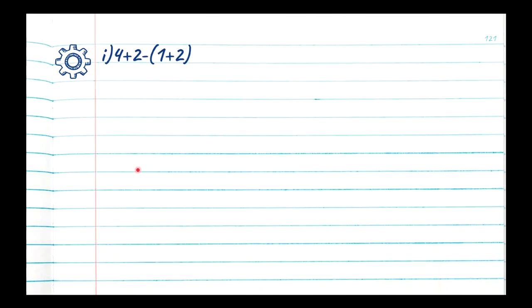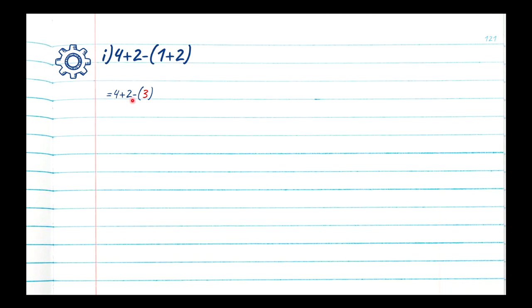We start off looking for brackets, so there's a 4 plus 2 minus, and then an opening bracket. So we check to see if there's another opening bracket. And there are none, so that means there's no children, so we can go ahead and solve the contents of the first bracket. 1 plus 2 is equal to 3, and we drop the rest of the equation.